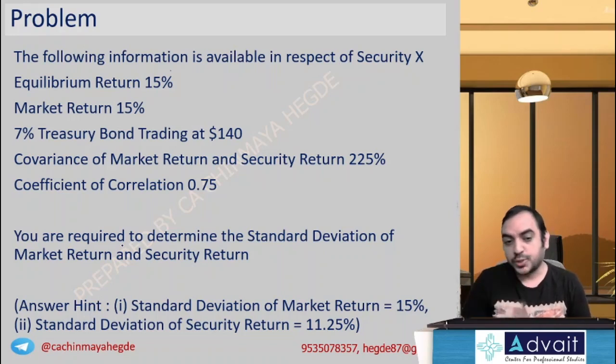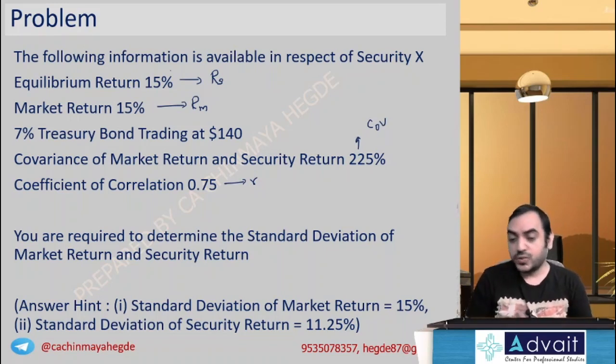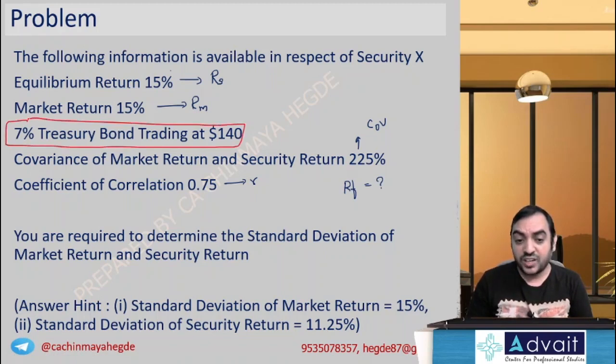It's a slightly reverse calculation. They have given the equilibrium return, that is return of a security, market return, that is RM, the given covariance, and coefficient of correlation R is also available. So standard deviation of the market is not available, security return also not available, which we need to calculate. More importantly, RF, the risk-free return, is also not available. For that, information available is 7% treasury bonds trading at $140. Treasury bonds, therefore we take it as risk-free security.